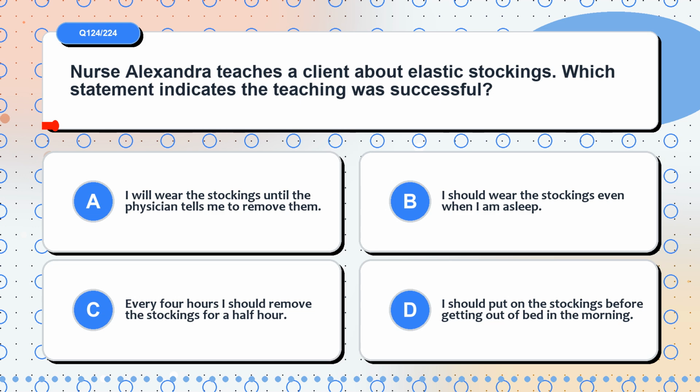Question 124. Nurse Alexander teaches a client about elastic stockings. Which statement indicates the teaching was successful? Here are the options. Option A. I will wear the stockings until the physician tells me to remove them. Option B. I should wear the stockings even when I am asleep. Option C. Every 4 hours I should remove the stockings for a half hour. Option D. I should put on the stockings before getting out of bed in the morning.